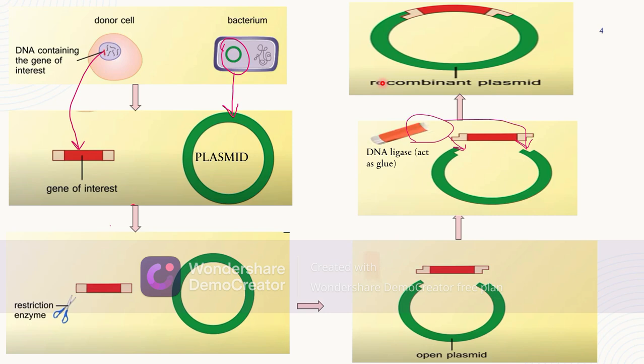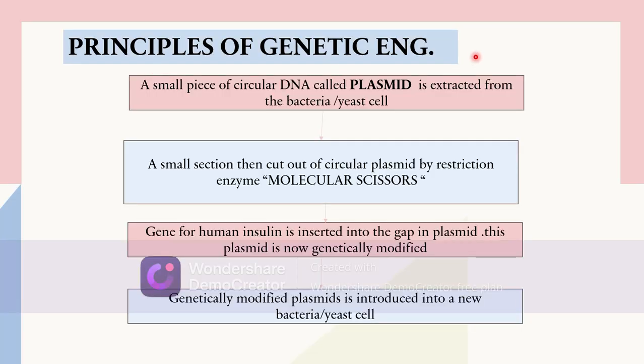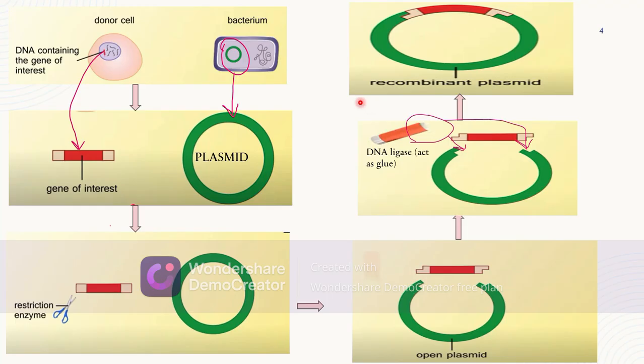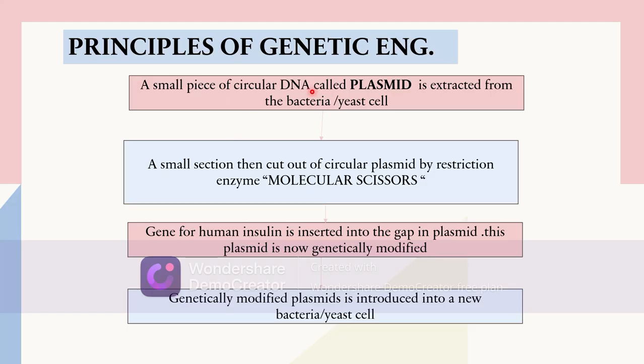Then from the bacteriophage and yeast cell, we get new mutated genes of this recombinant DNA plasmid. And then we go through the filtration and fermentation process, and in the fermentation process the gene will be fermented. So here is the principle of genetic engineering: a small piece of DNA called a plasmid is extracted from the bacteria or a yeast cell. As I said earlier, this would be a bacteria or a yeast cell, and the small piece of circular DNA is called a plasmid.